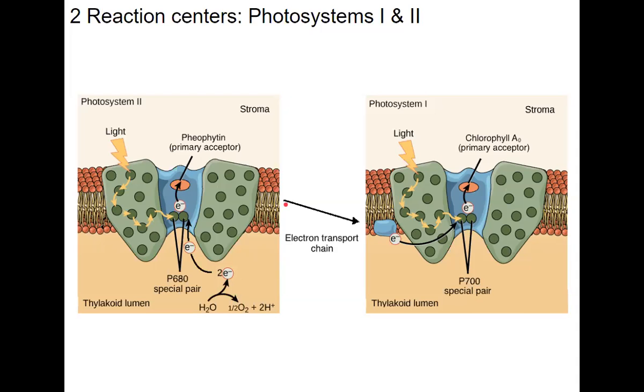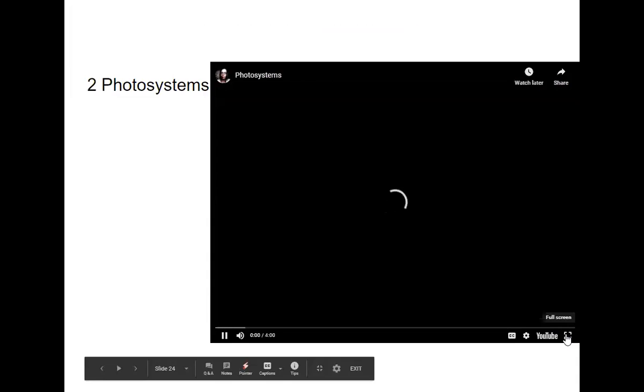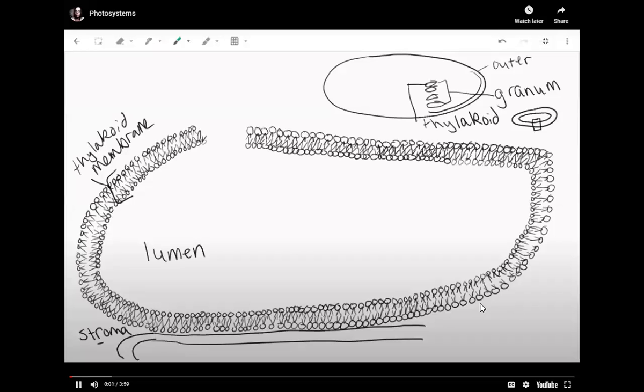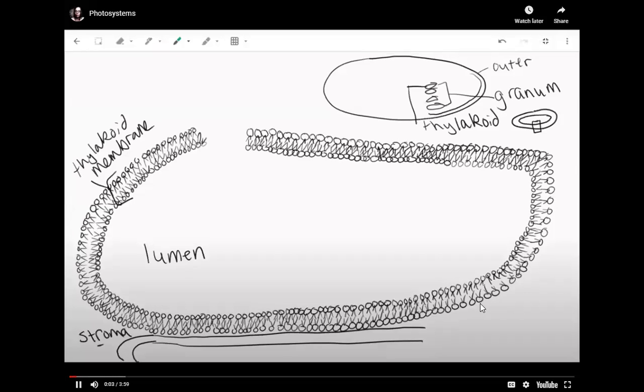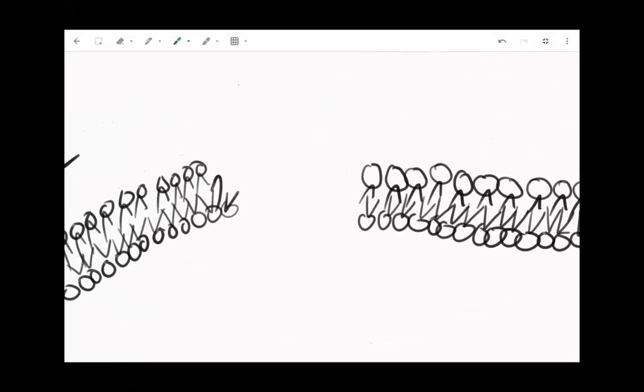So let's go ahead and go into a little more depth on those two photosystems. Again, we're going to go through a drawing, and I'll detail those again for you. All right, so we are going to focus in on that thylakoid membrane and look more closely at photosystem 2.